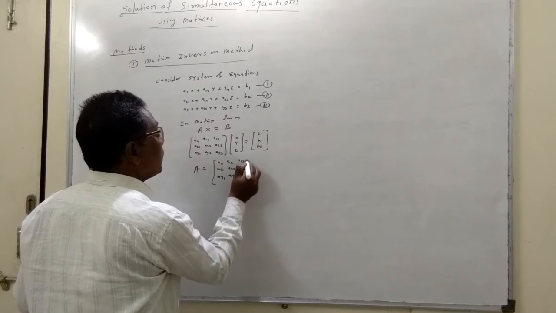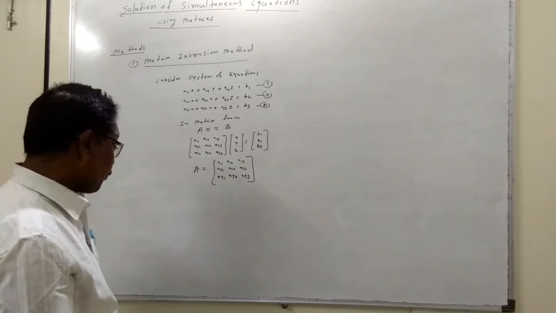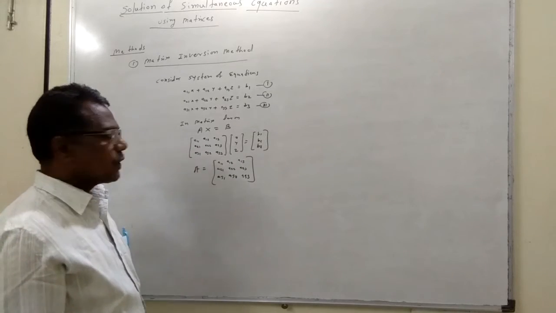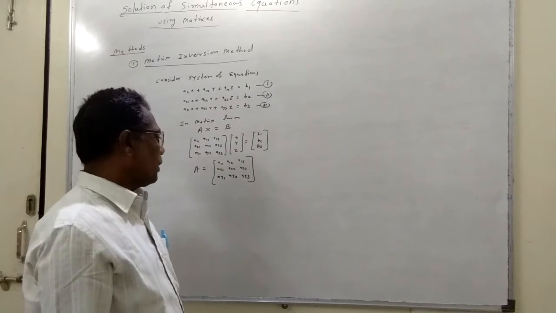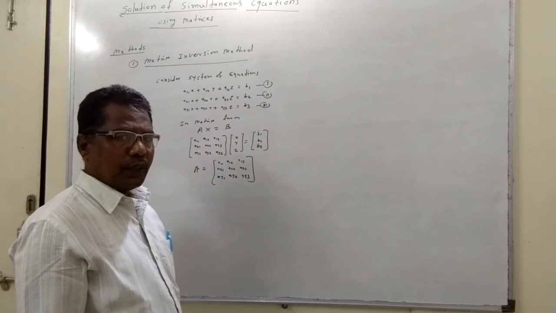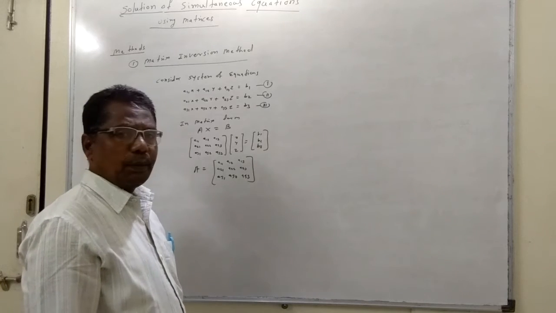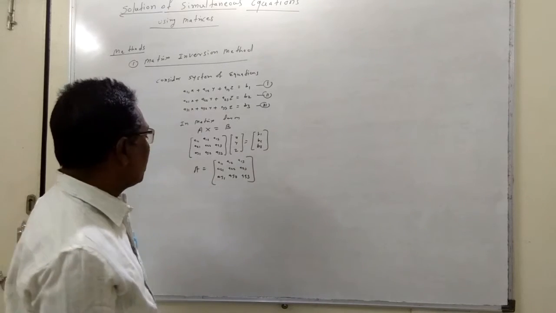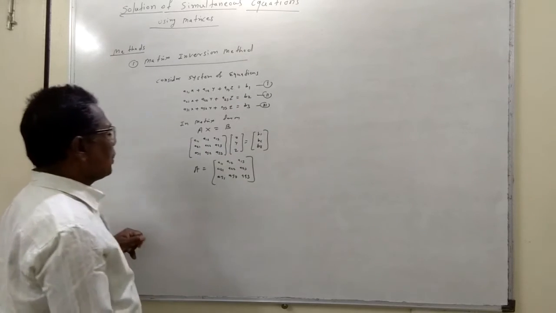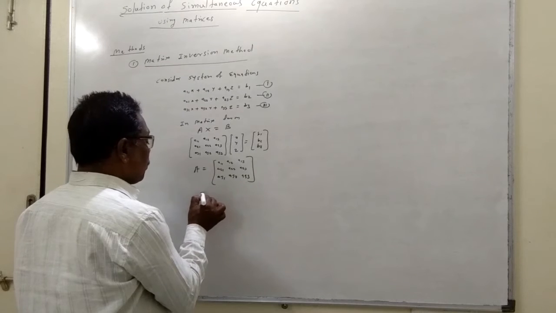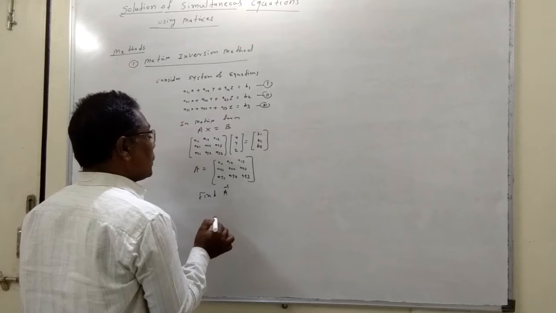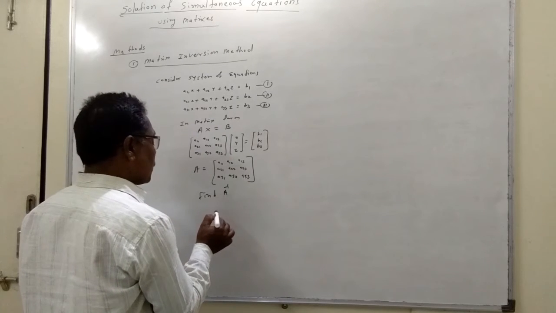a32, a33. Now here you find A inverse by any method. Already we have studied how we find the inverse of a matrix. Three methods are there. One is the inverse by adjoint method, a very simple method. Second, elementary row transformations, and elementary column transformations. So it is better to use the adjoint method to find the inverse. So find A inverse.